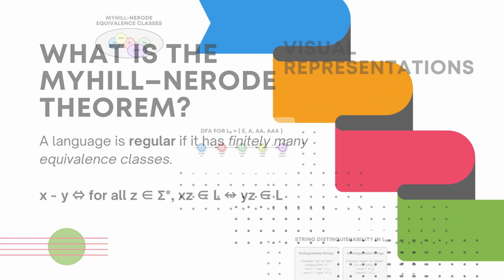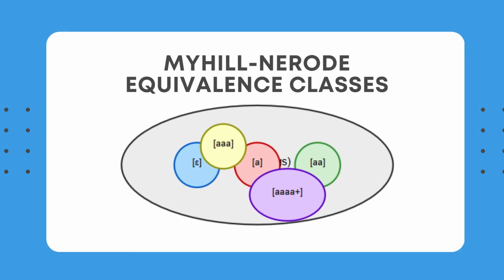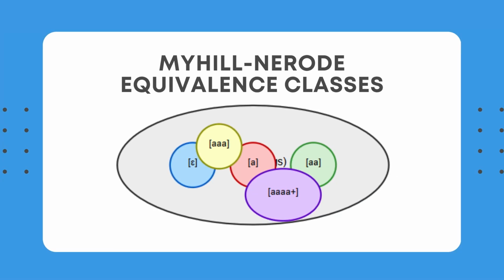The following visual representations illustrate the Myhill-Nerode theorem applied to our given language L sub 0 to determine if it's regular. This portion shows the conceptual view of equivalence classes within sigma star, which is all possible strings of A's. We have 5 distinct classes. These classes group strings that behave identically when any suffix is appended.